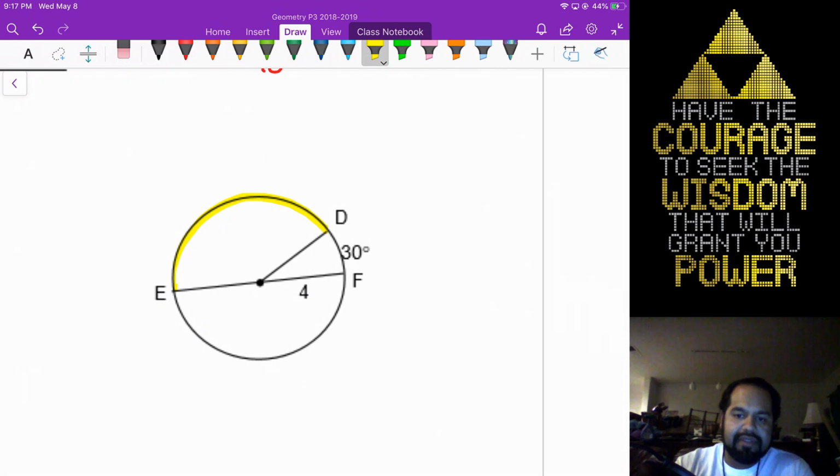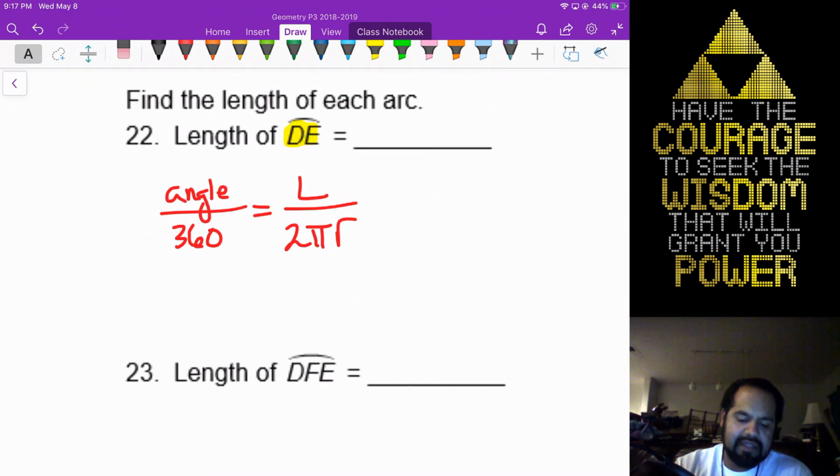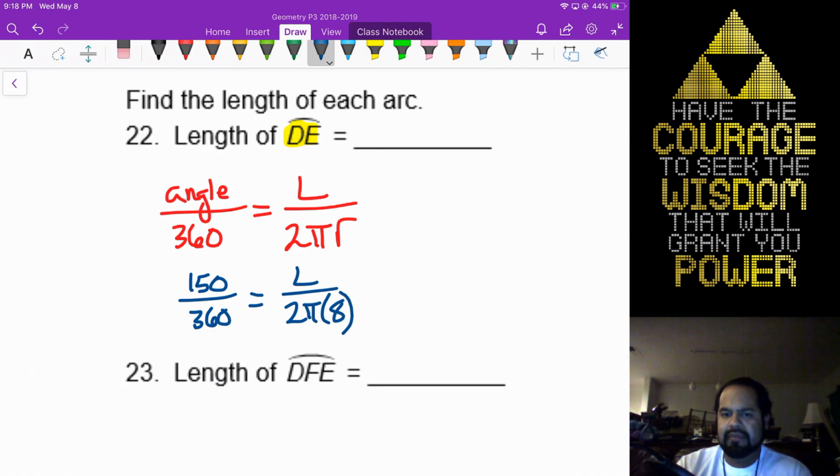Now that angle of 30, yeah, we use theta, but I don't remember if I did that in the first class. So I'm just writing the word angle. So this is going to be 150 degrees, because we have a half circle. So we're going to use 150 inside of here. So 150 over 360 equals the arc length over 2 pi times 8.